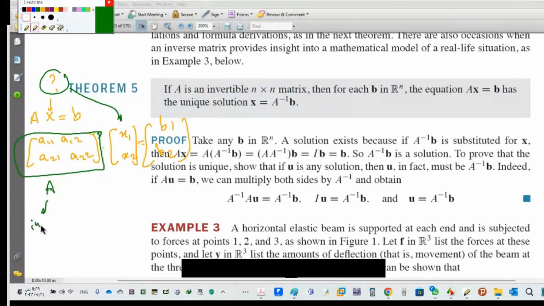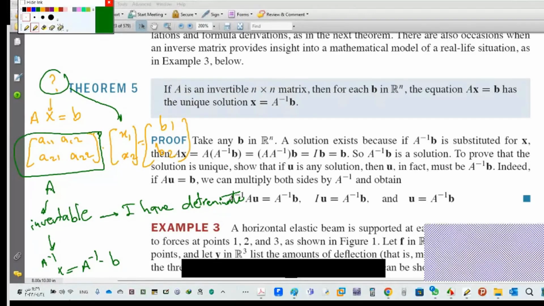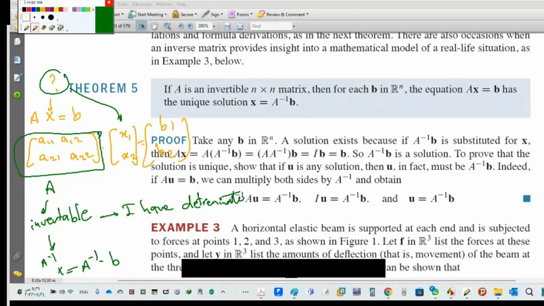A must be invertible. Invertible means I have a determinant. Then find A minus 1. Then you can say X equal A minus 1 with B. Is it clear? The steps 1, 2, 3. Should I repeat or is it clear?